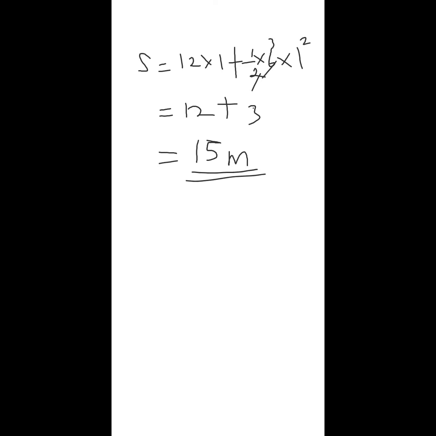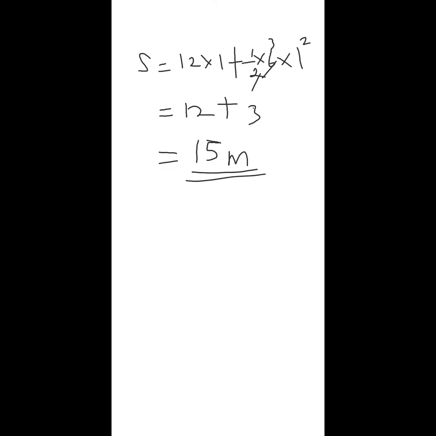A body starts from rest and moves with uniform acceleration of 6 meters per second square. What distance does it cover in the third second? That's what we have there, and that's the answer. The answer is 15 meters.